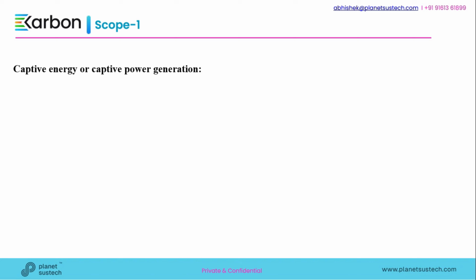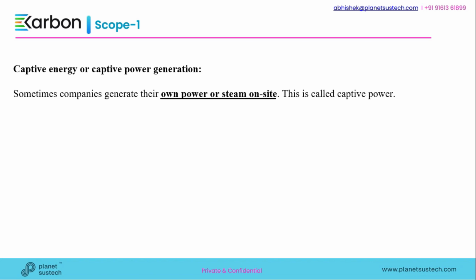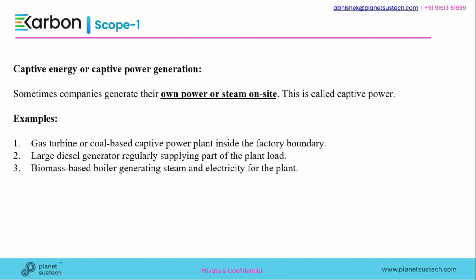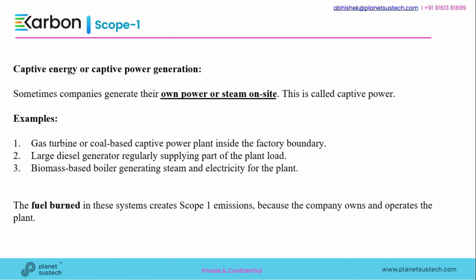What is captive energy or captive power generation? Sometimes companies generate their own power or steam on site. This is called captive power. Examples: gas turbine or coal-based captive power plant inside the factory boundary. Large diesel generator regularly supplying part of the plant load. Biomass-based boiler generating steam and electricity for the plant. The fuel burned in these systems creates Scope 1 emissions, because the company owns and operates the plant.